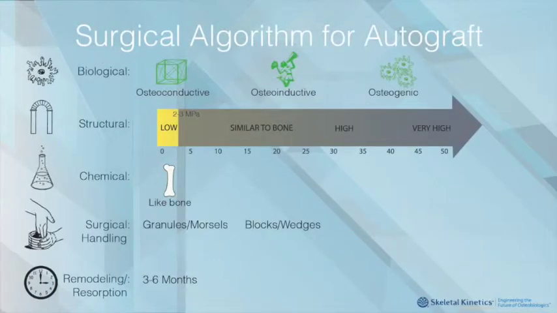As we look at its algorithm, again, biologically, it holds all three properties. Structurally, once morselized, it holds very little structural component, maybe 1, 2, or 3 megapascals of strength. Chemically speaking, it is bone, so it is certainly like bone. And the handling characteristics of it at this point would be granules and morsels, but again, it can also come in blocks and wedges. And the remodeling time by itself would be 3 to 6 months.